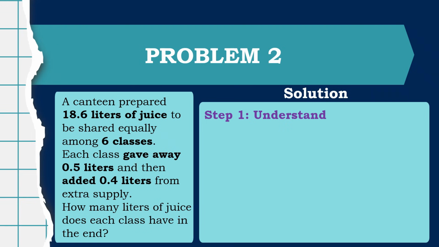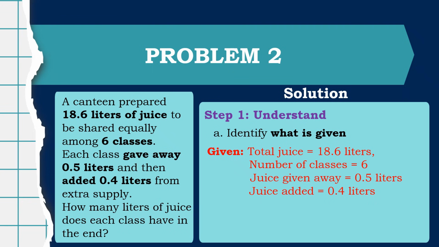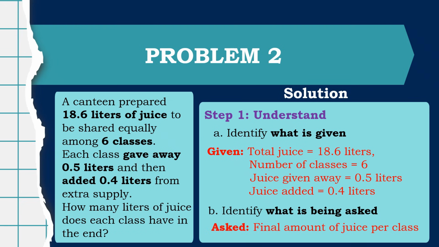Step 1. Let's understand the problem. Identify what is given. So the given are: the total juice is 18 and 6 tenths liters, number of classes, 6, juice given away, 5 tenths liters, juice added, 4 tenths liters. Identify what is being asked. So in this problem, it is asking for the final amount of juice per class.